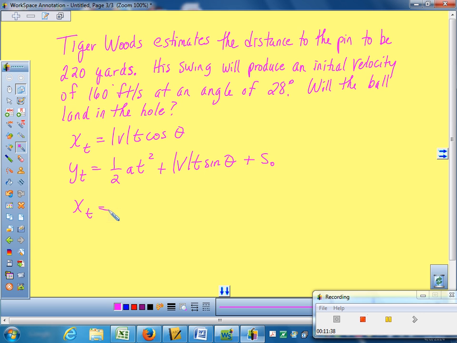What's our velocity? So we're going to have 160 times t is your variable. Cosine of what angle? 28. Okay, and then you're going to get your y equation, which is 1/2. Okay, which acceleration of velocity are we using? 32. It's in feet, so we're going to have to do this in feet. So we agree it's negative 32. So what's 1/2 of negative 32? So it's going to be negative 16 t squared.